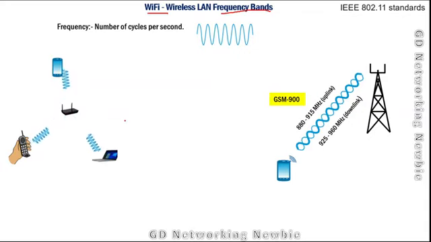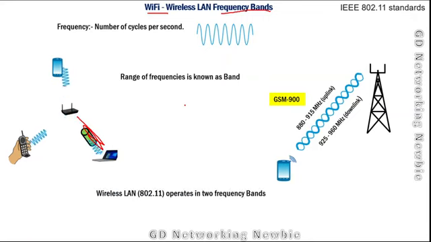And so Wi-Fi devices operate in two frequency bands. The range of frequencies is known as a band, and a band is like a water pipe through which signals are transmitted and received.